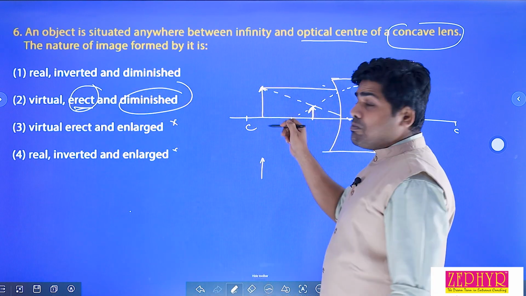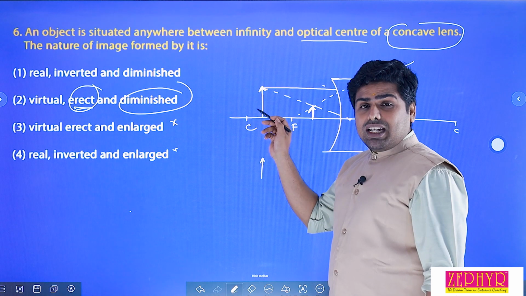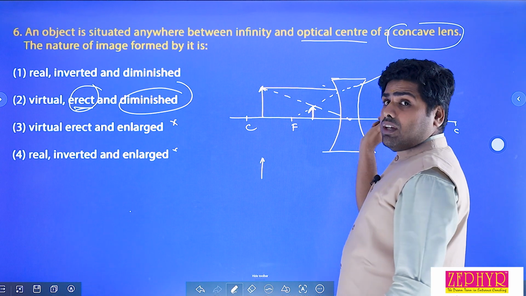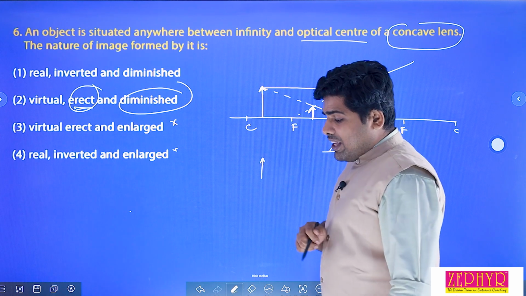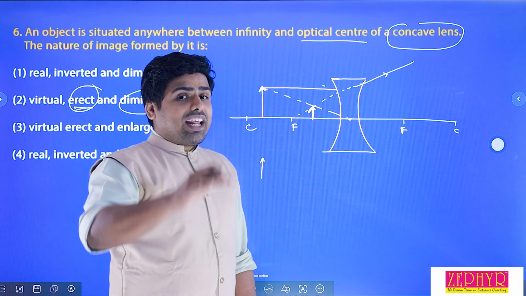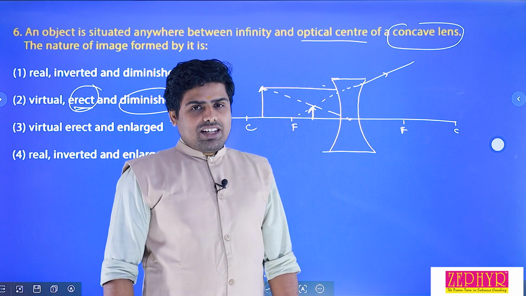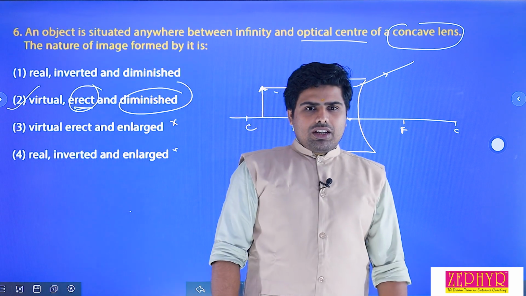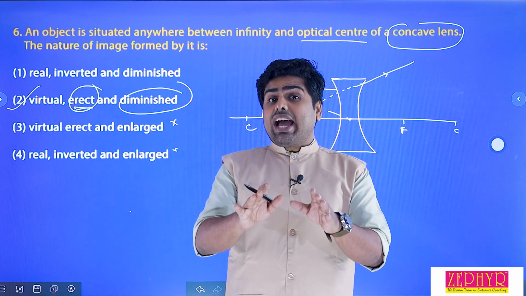it is present on the same side of the object, right? Yes, the image is present on the same side of the object. That means the image is a virtual image. If it is present on the other side of the lens, then it is a real image. Real images are inverted in nature, but all the virtual images are erect in nature. Clear? So here the right answer is option B: virtual, erect and diminished. That means it is very well related to the image formation by concave and convex lenses.